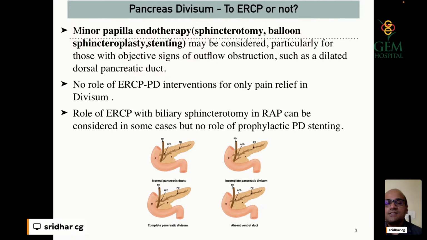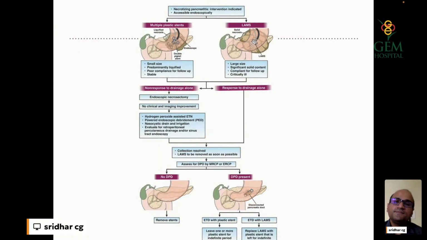Once the inflammation subsides and we have a clear-cut idea of the ductal obstruction with a dilated dorsal duct, then we have a clear role in pancreatic divisum to do either a sphincterotomy, dilatation, or stenting, which is relative depending on the outcome of the patient. But with an undilated dorsal duct there is no role for PD stenting in a setting of pancreatitis, and never intervene in an acute setting.